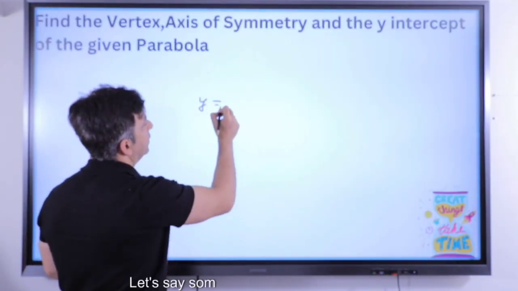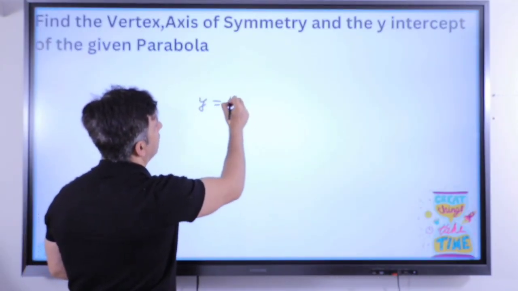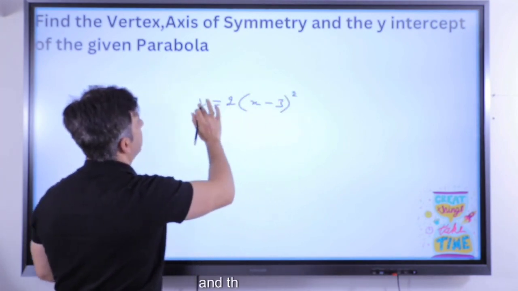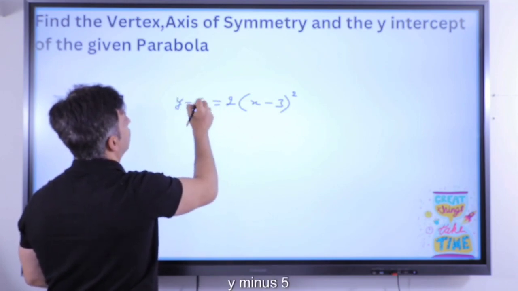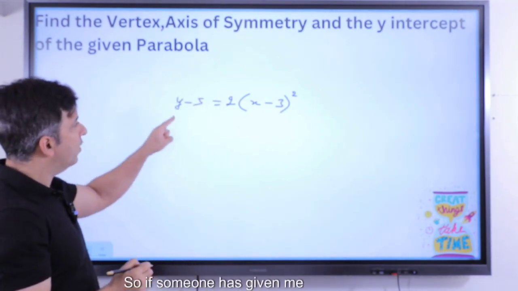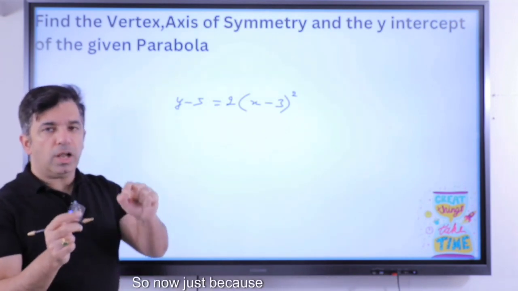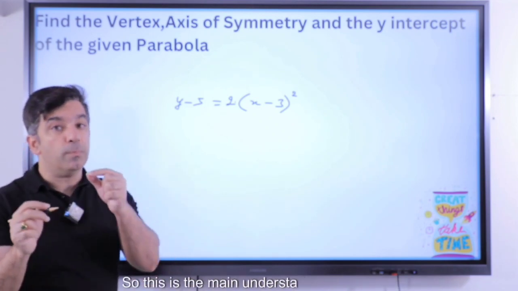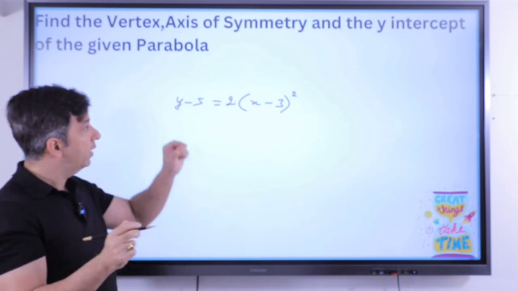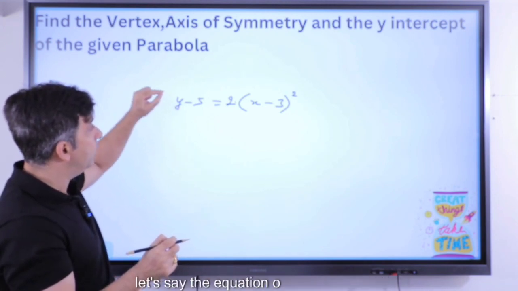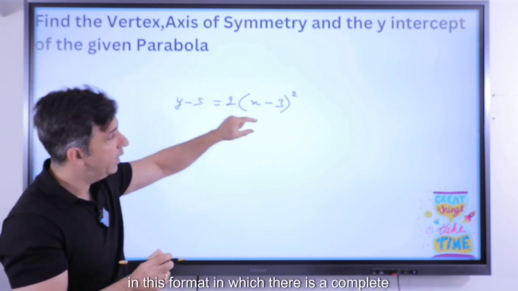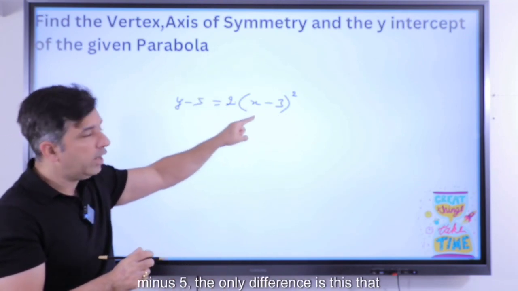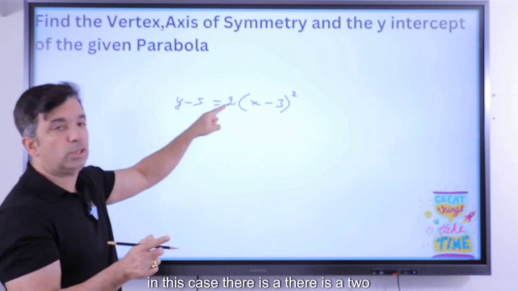Let's say some other parabola. Let's say if someone gives me this parabola, which is 2 times (x minus 3) whole square, equal to, let's say, y minus 5. Just because of this 2 over here, we should not get confused. This is the main understanding we have to build in our mind: if the equation of a parabola is given in this format, in which there is a complete square inside this bracket and there is a y minus 5, the only difference is that in this case there is a 2 outside.